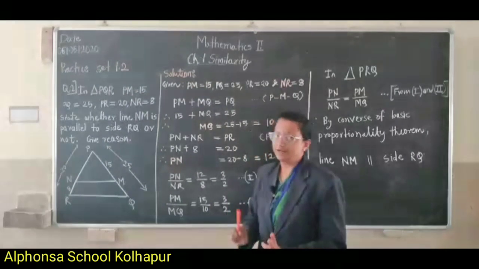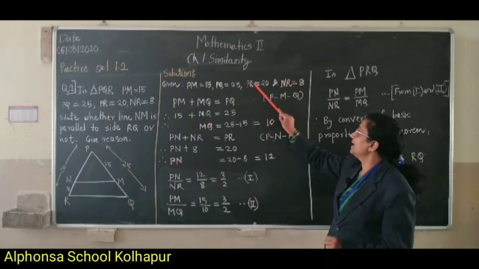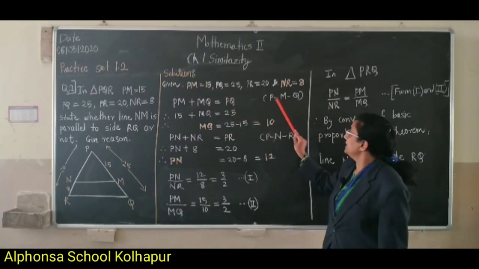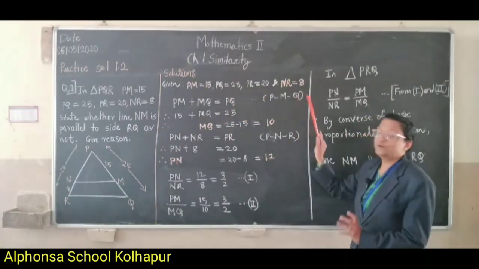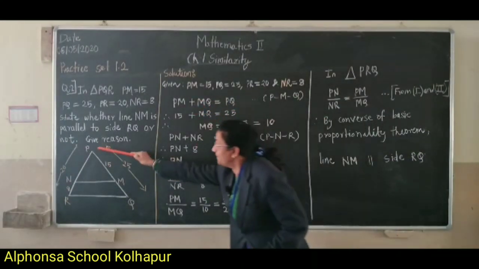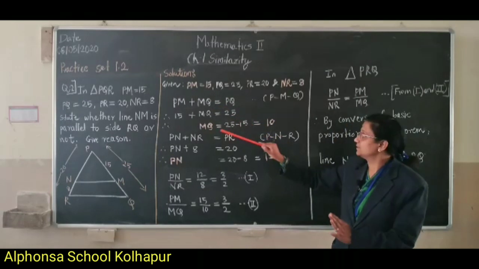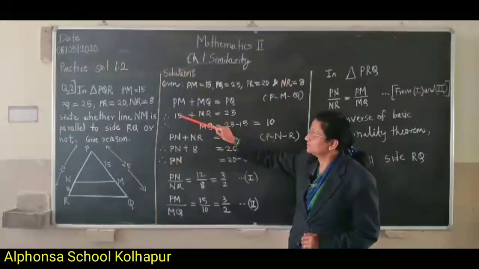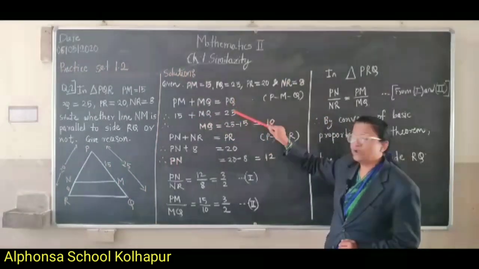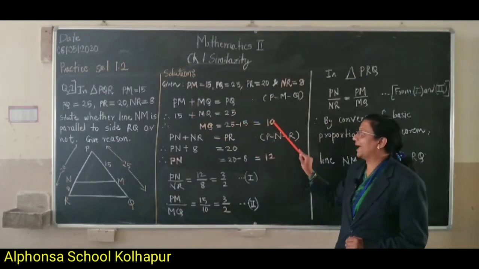Now in the solution, we'll write down the measures given in the question. PM is equal to 15, PQ is equal to 25, PR is equal to 20 and NR is equal to 8. Then, as P-M-Q are collinear, PM plus MQ is equal to PQ. We'll put the respective values. PM is equal to 15, so we have put that here under PM, and PQ is equal to 25, so that also we have put under PQ, and after solving it we get the value of MQ as 10.